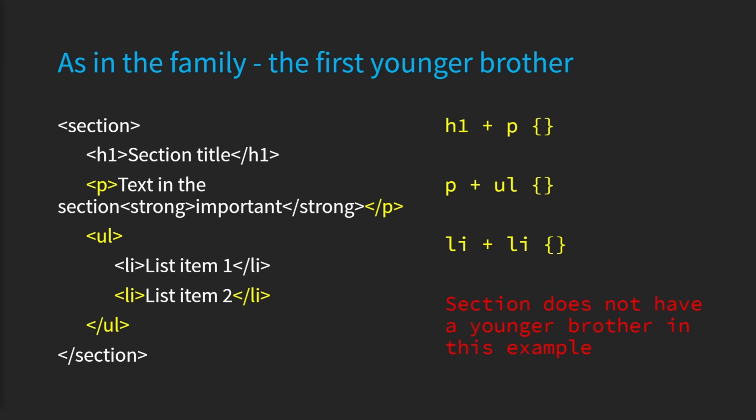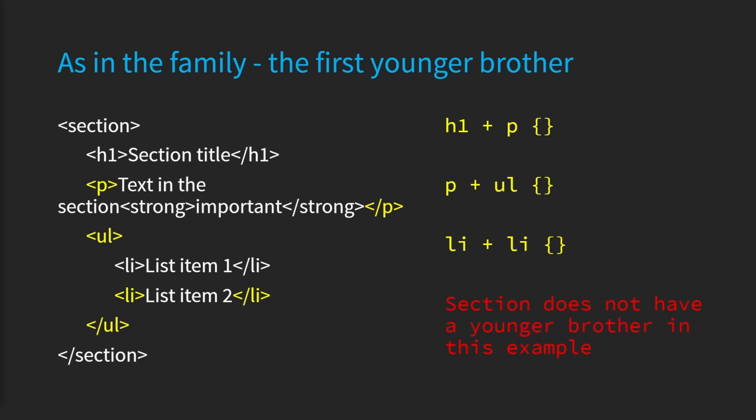And as you can see in our HTML code, it's also highlighted in yellow because this ul tag is the first younger brother of the p tag in this section. The last rule in our example is li plus li. So we can read it like: take the li tag, which is the first younger brother of another li tag.